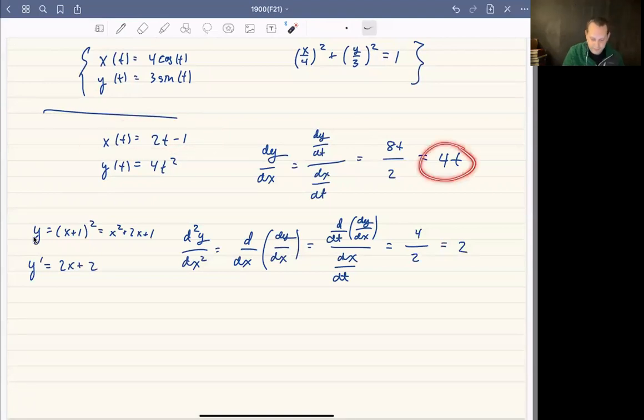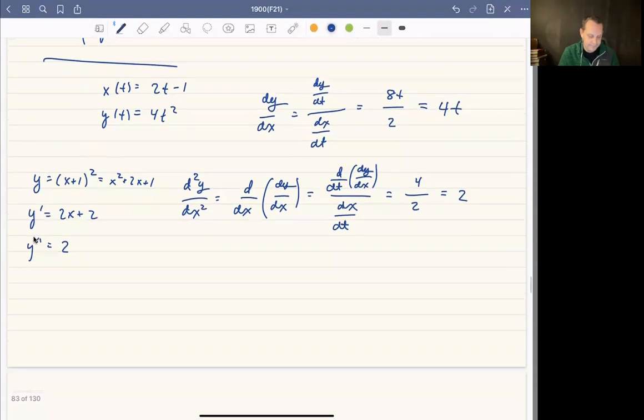You get 4t. And if you take the second derivative, that's just 2, right? So again, that's also consistent. So everything here is consistent with itself, but that's how we find derivatives. We can also talk about areas.